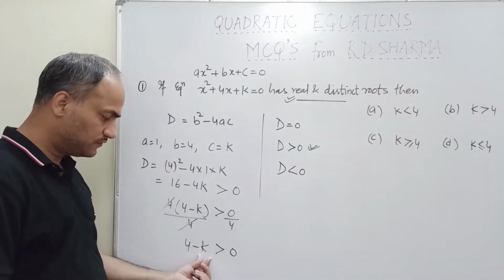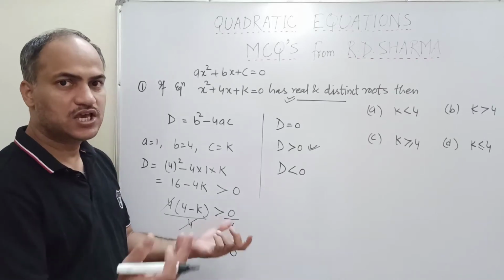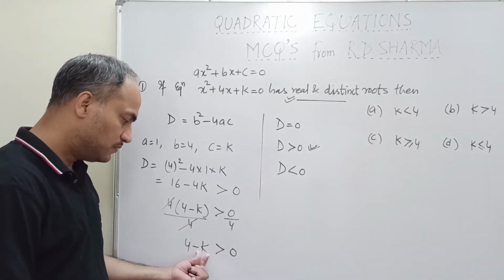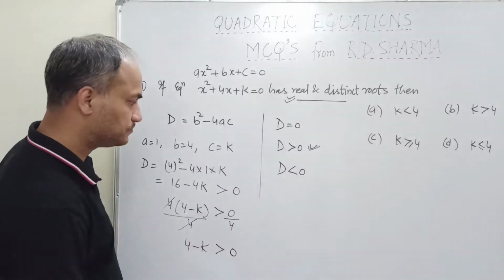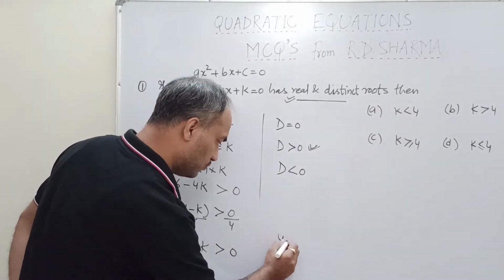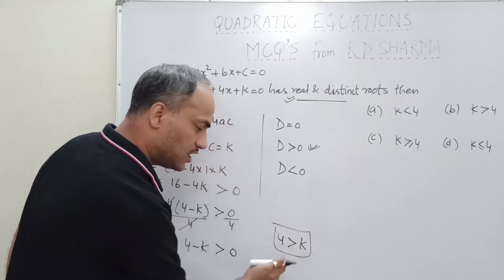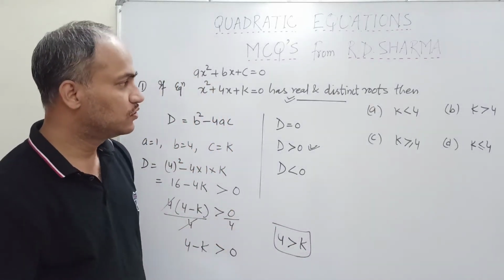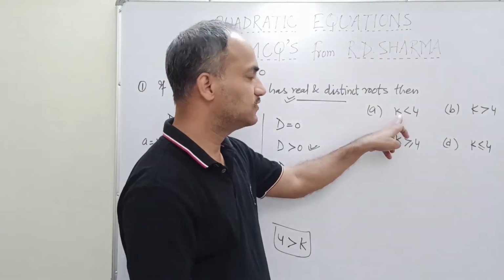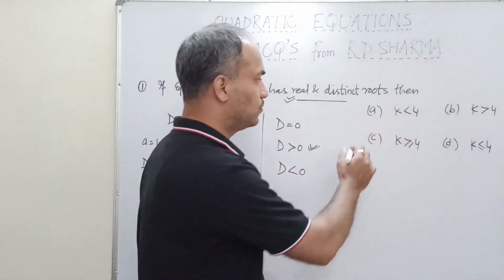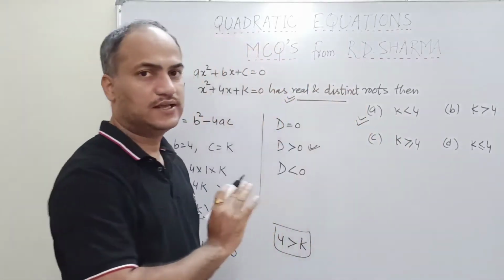Okay, now we can shift any value just like equal to sign. Fine, so I am shifting k to other side. So what I get? 4 greater than k. It means 4 greater than k, it means k is less than 4. So do we have any option? Yes, first option is k less than 4. So it means first option is correct.